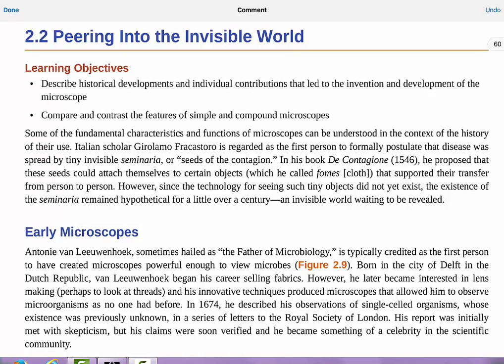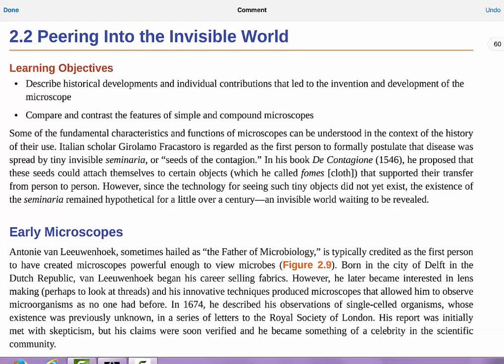So we're going to move on to 2.2, peering into the invisible world. We're going to start talking about how people were getting into looking at microorganisms, basically. Some of the fundamental characteristics and functions of microscopes can be understood in the context of history. So we're going to take a look at some of that history.